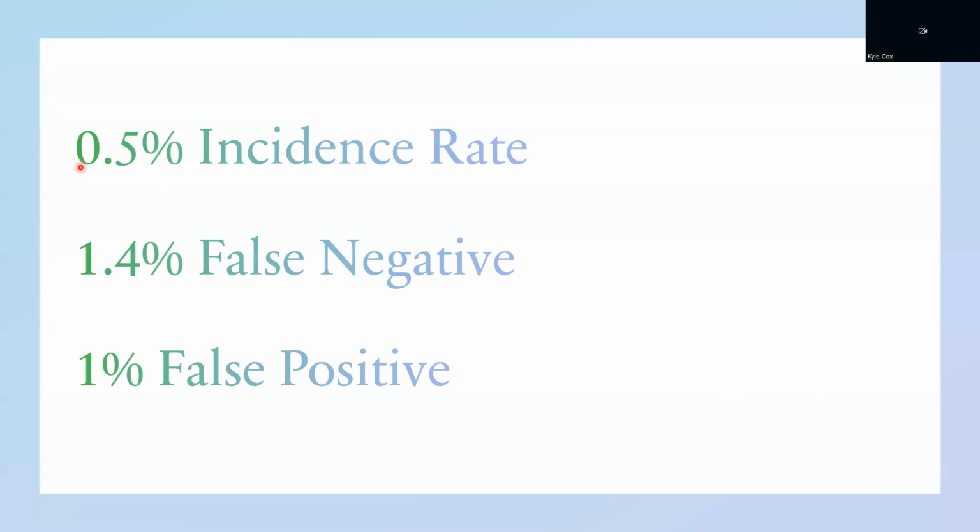In the example given, this type of cancer has a 0.5% incidence rate, meaning 0.5% of the population would have cancer. The test in the example has a 1.4% false negative rate and a 1% false positive rate.